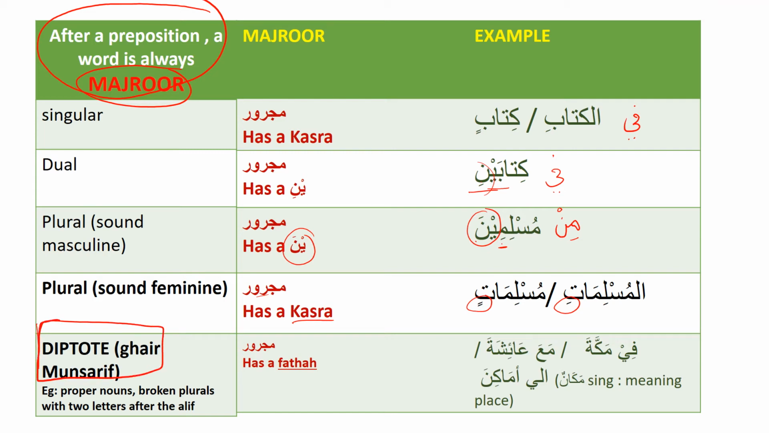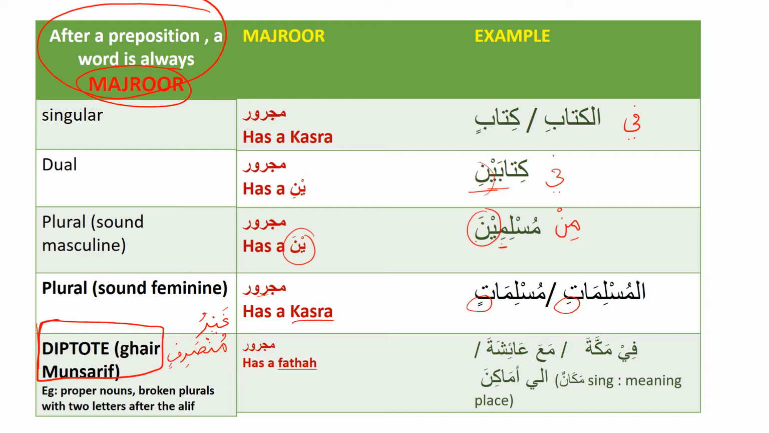And the last one that I want to tell you today is an exception from these rules. It is called the diptote, or what we call in Arabic غير منصرف. You write it like this in Arabic, غير منصرف. It means non-flowing. It's a word that you cannot put a tanween or a kasra on, I guess.